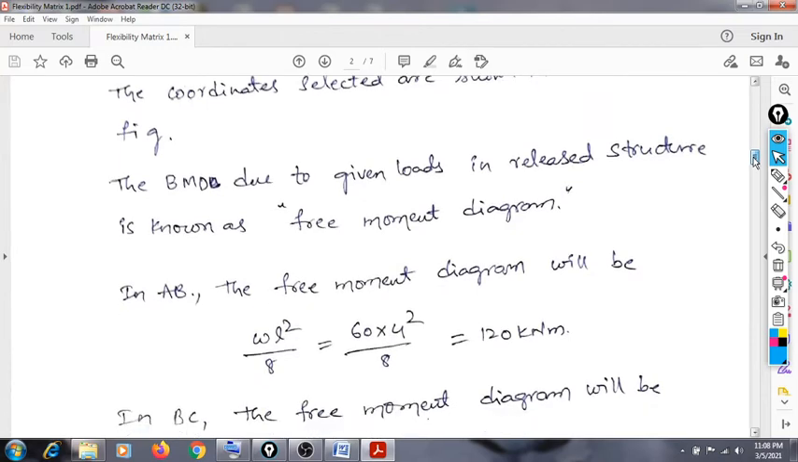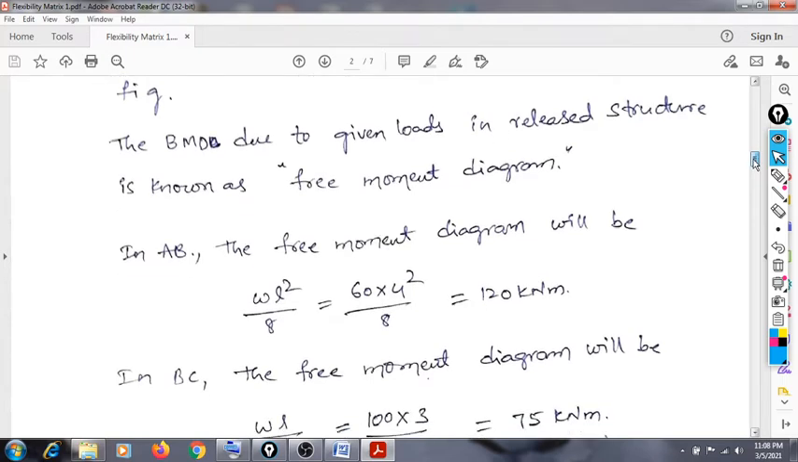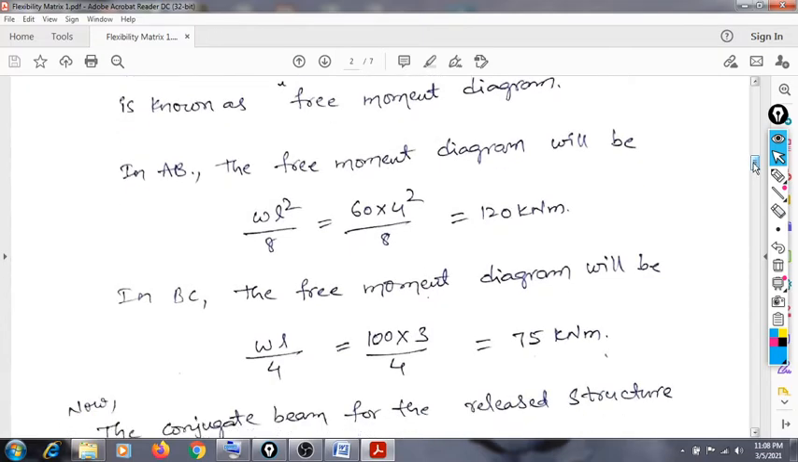In AB, the free moment diagram will be WL square by 8, because in AB there is a UDL of 60 kN per meter imposed. So we get it like that. And in BC, the free moment diagram will be WL by 4, as it is a point load centrally located. WL by 4 we have like this.